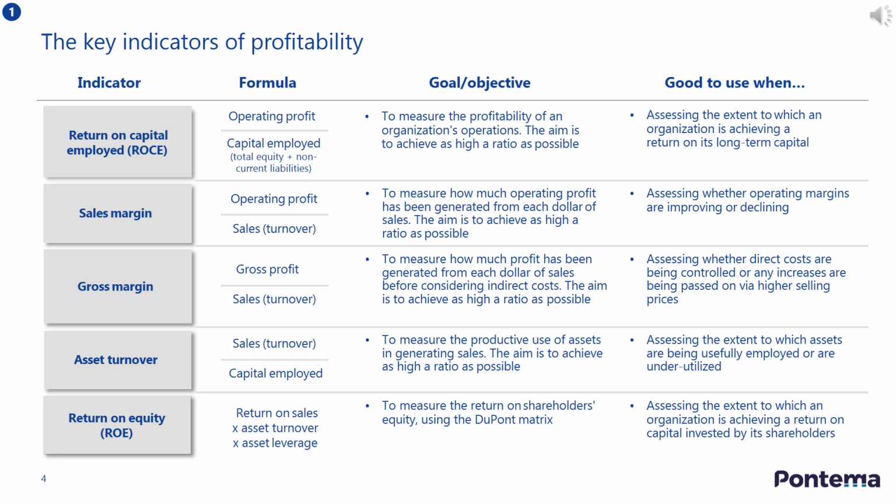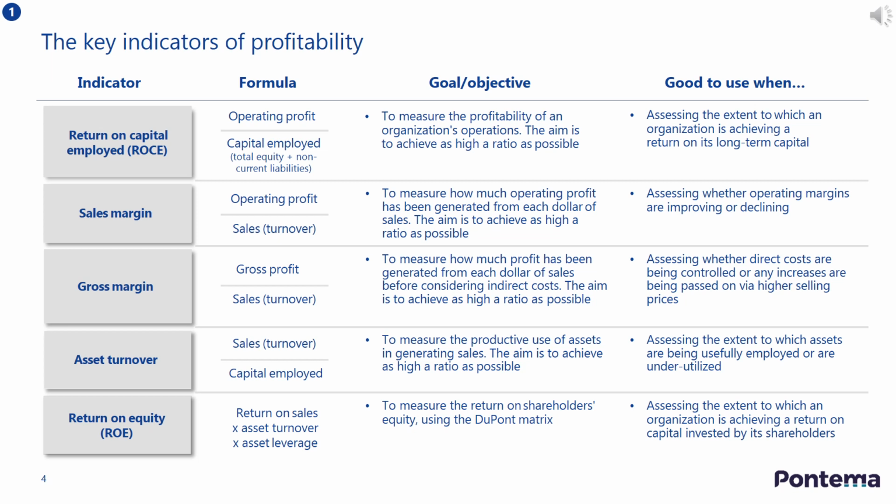Secondly, sales margin measures how much operating profit has been generated from each dollar of sales and assesses whether operating margins are improving or declining. If operating margins are being squeezed, it can prompt management to either raise selling prices or reduce operating costs, or both. Thirdly, gross margin measures how much profit has been generated from each dollar of sales, before considering indirect costs, and assesses whether direct costs are being controlled.